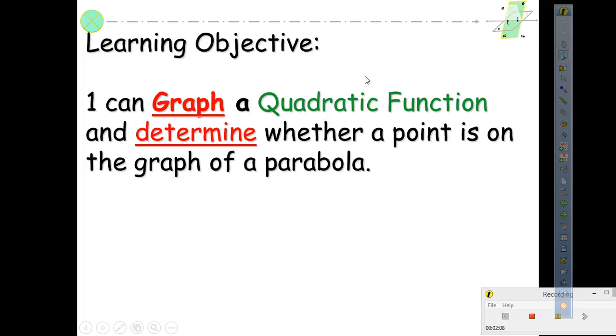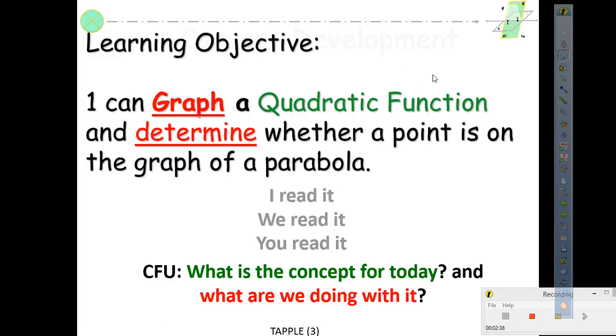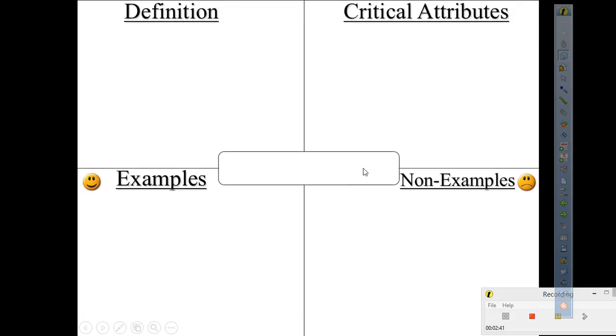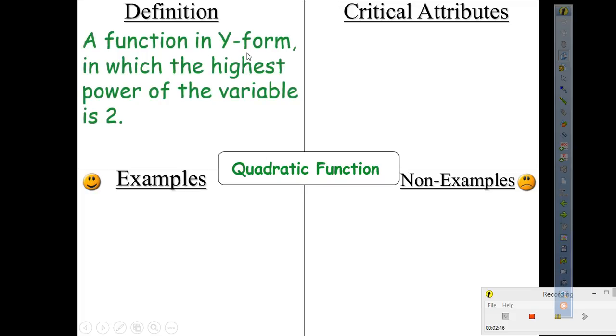So in our Frayer model, what is a quadratic function? Write that in the center, please, of your Frayer model. Here we go. Inside your Frayer model, quadratic function definition: a function in y form in which the highest degree, or highest power of the variable, is 2. A function in y form in which the highest power of the variable is 2. Quadratic function examples.